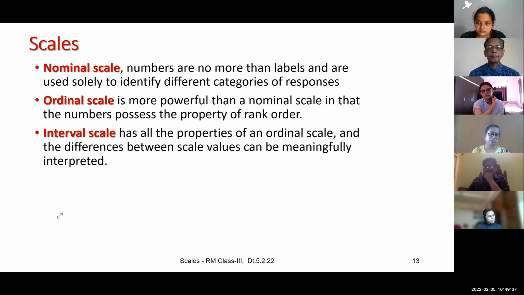Sir, what about temperature? Suppose we are measuring on a scale, and the degree of difference between, let's say, 80 to 90 is the same as the degree of difference between 90 to 100. No, temperature should not be put theoretically as an interval scale.